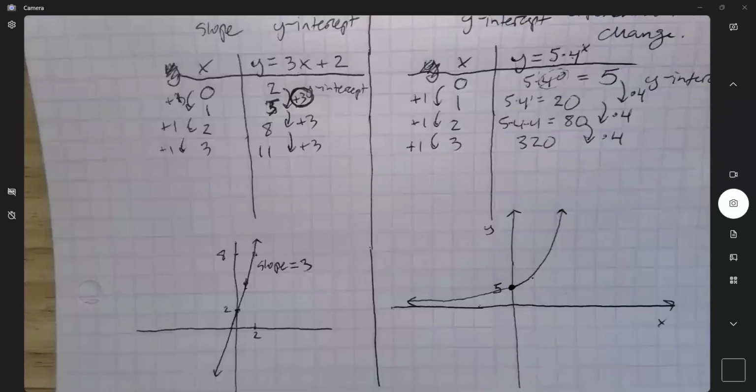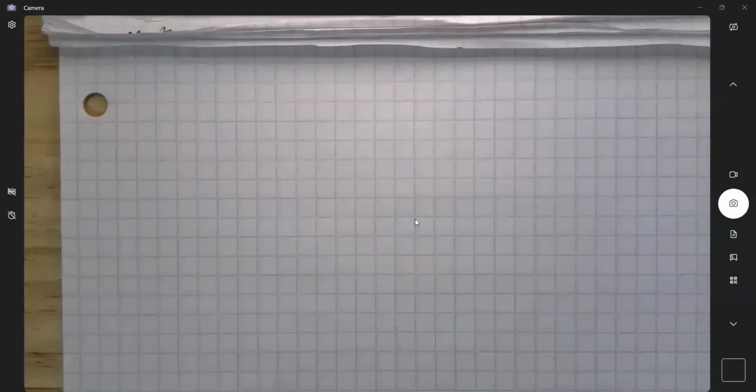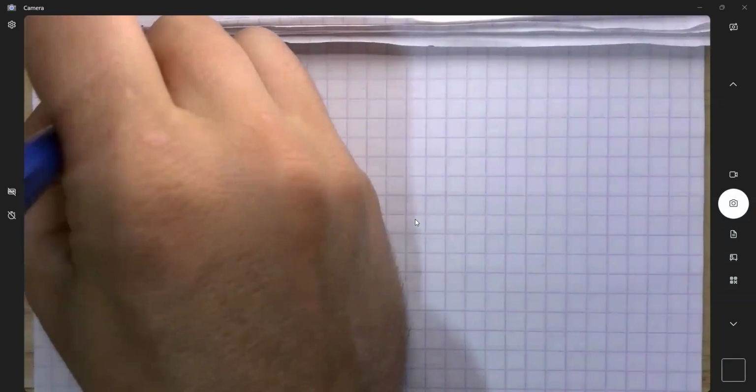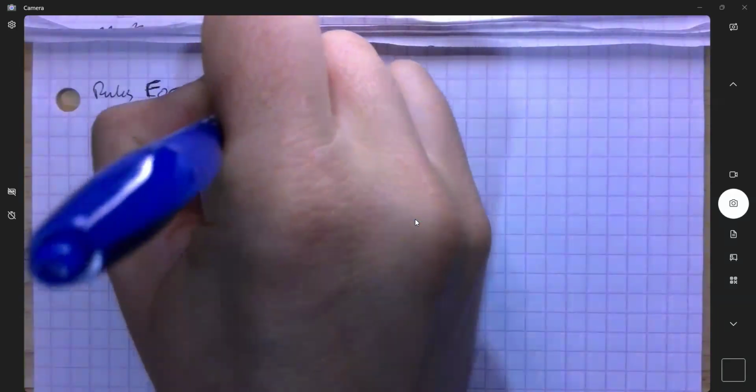All right, that's a brief overview of basic exponential functions in all 4 representations. Next, we're going to start using them to answer some questions. And actually, I'm going to give you a couple rules first, what an exponential function looks like. So rules for exponential functions.